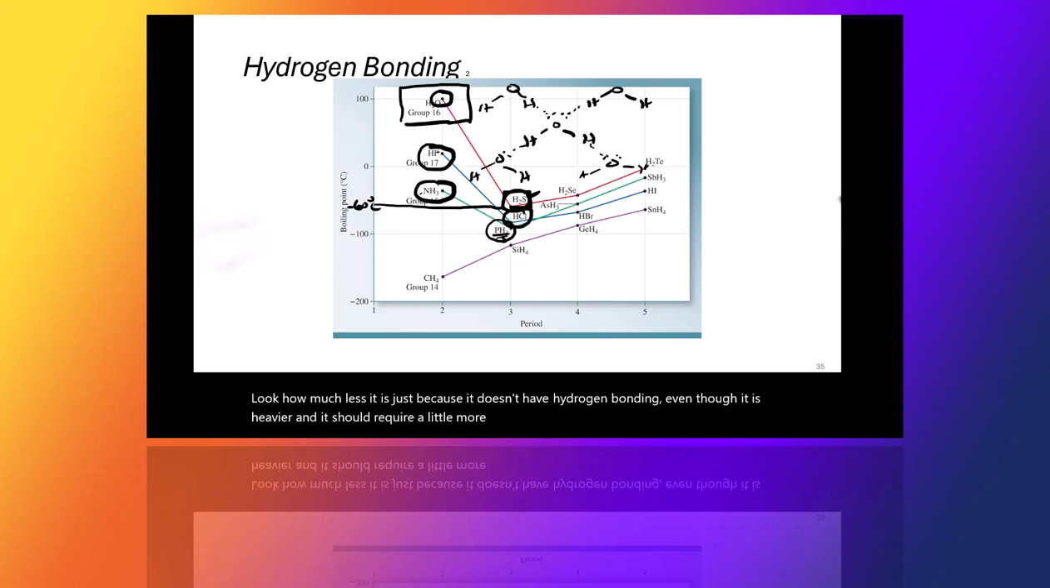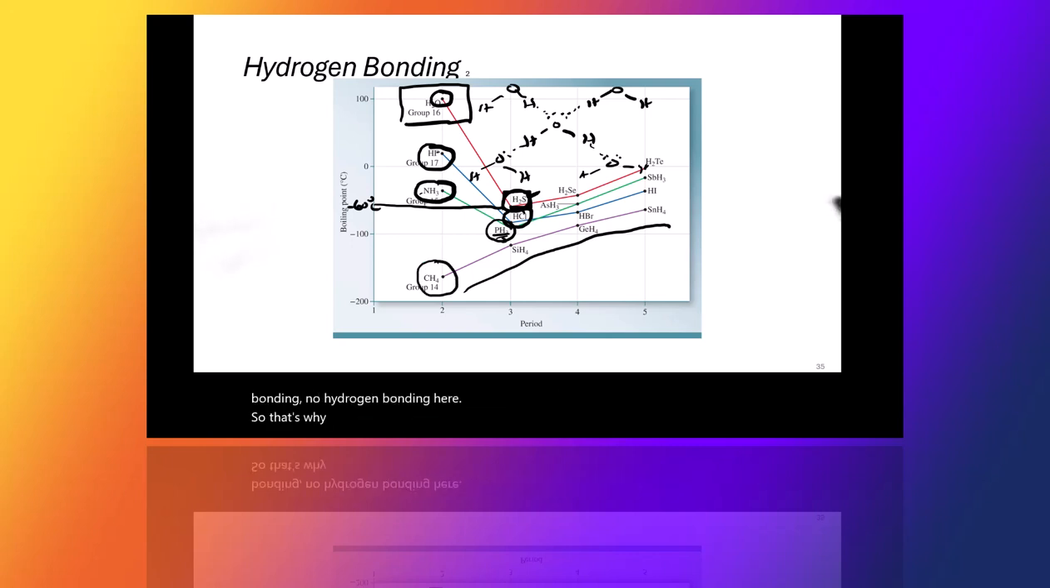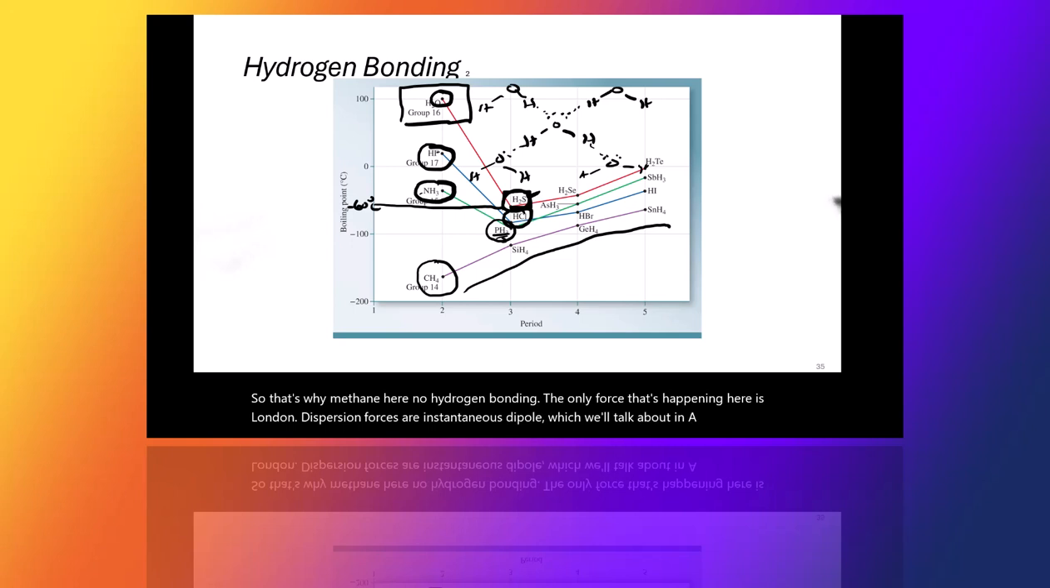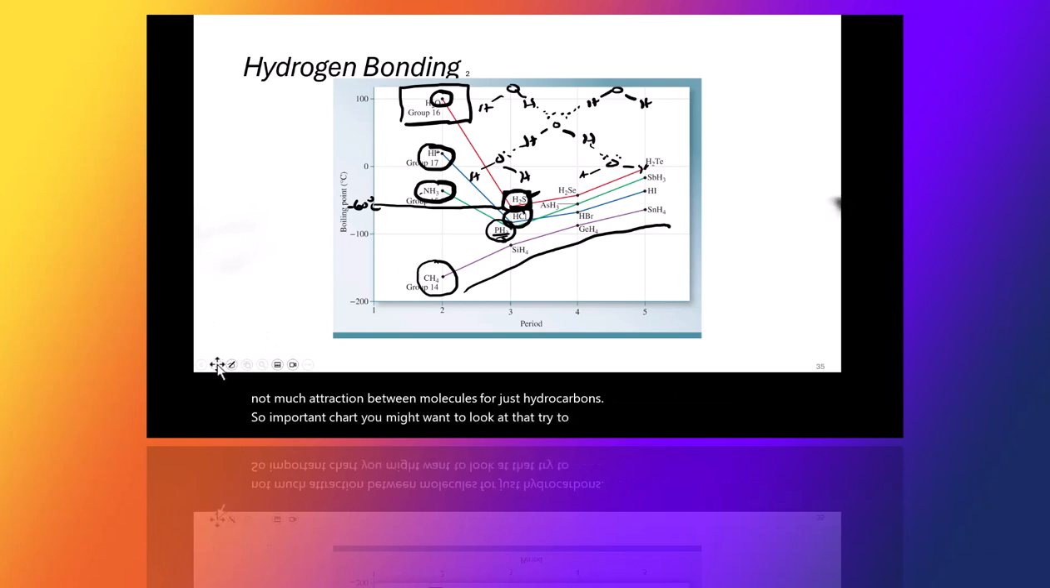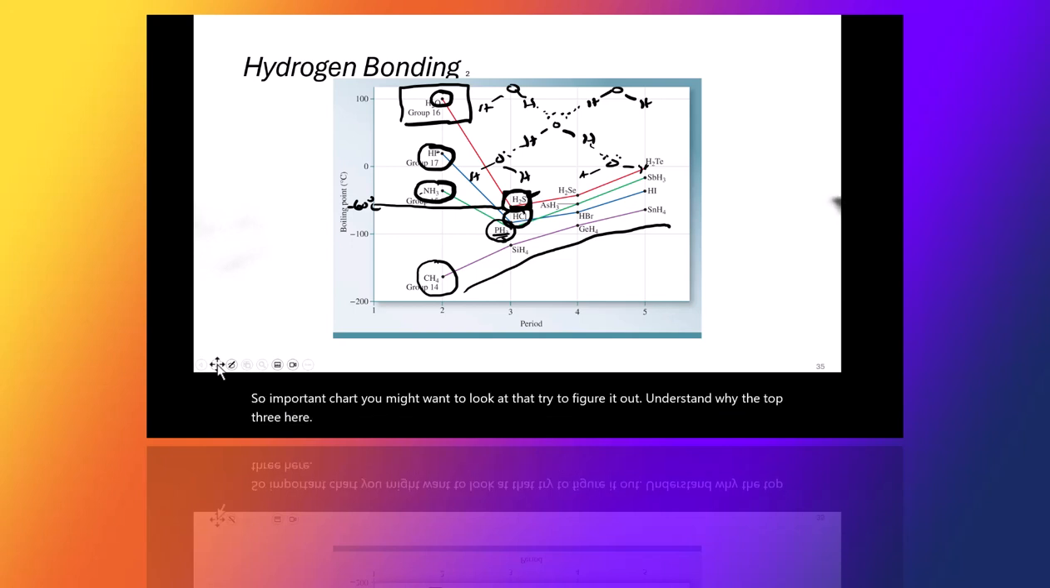And then this group here, no hydrogen bonding here. So that's why methane here has no hydrogen bonding. The only force that's happening here is London dispersion forces or instantaneous dipole, which we'll talk about in a minute, but not much attraction between molecules for just hydrocarbons. So it's an important chart. You might want to look at that, try to figure it out, and understand why the top three here are due to hydrogen bonding.